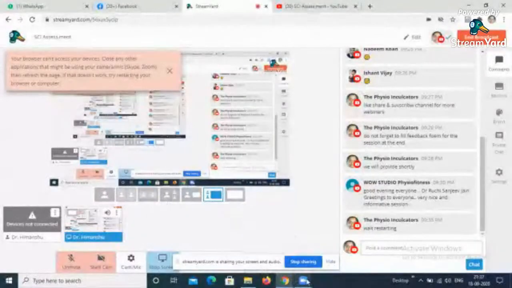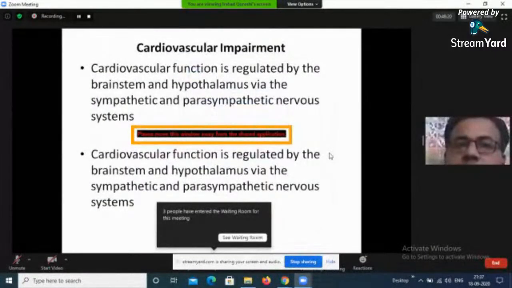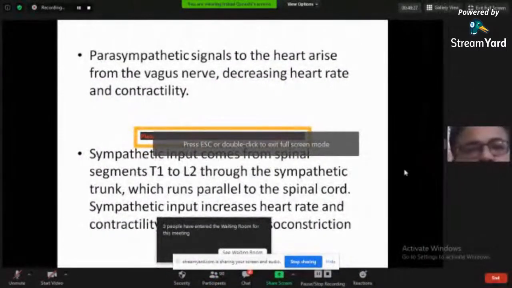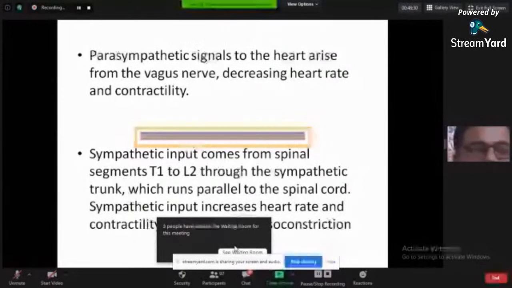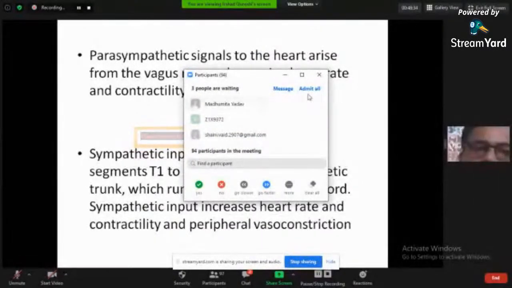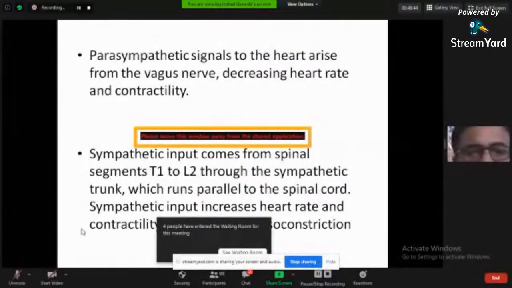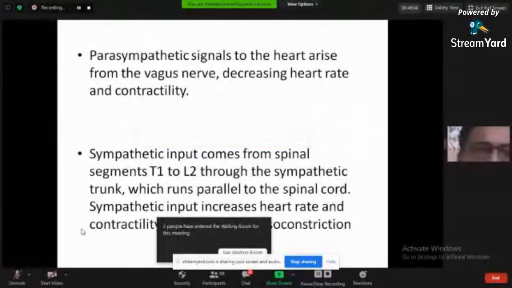hypothalamus, sympathetic and parasympathetic nervous system. Parasympathetic signals to the heart arise from the vagus nerve, and this decreases the heart rate and contractility. So vice versa, there is going to be an opposite function from the sympathetic system. Sympathetic input comes from the spinal segments thoracic 1 to lumbar 2, through the sympathetic trunk, which runs parallel to the spinal cord, and sympathetic input increases heart rate and contractility and peripheral vasoconstriction. So one system acts onto the heart resulting in a reduction in the heart rate, and one system acts onto the heart resulting in increased heart rate.